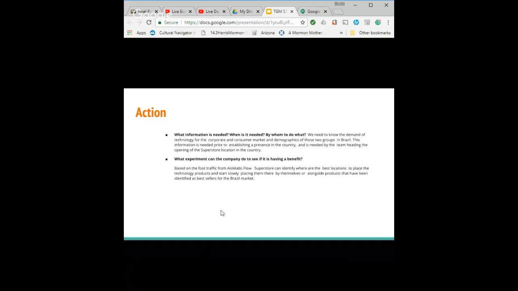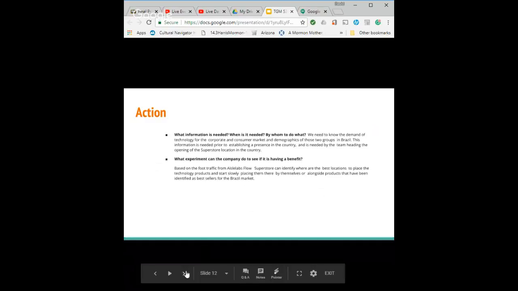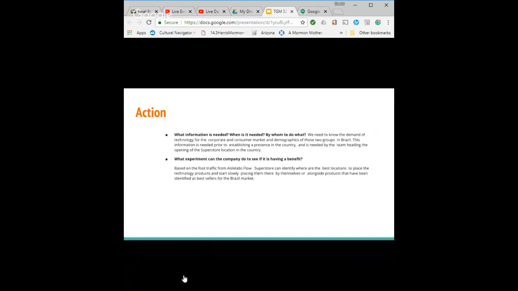And what information we need and when we need it: we need to know the demand of the technology for the corporate and consumer market and demographics of these two groups in Brazil. This information is needed prior to establishing a presence in the country, and it is needed by the team heading the opening of the superstore location in the country.